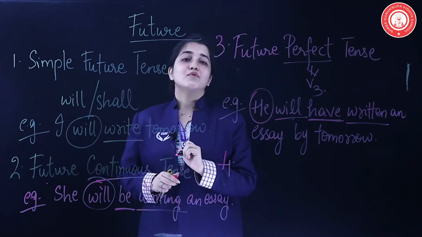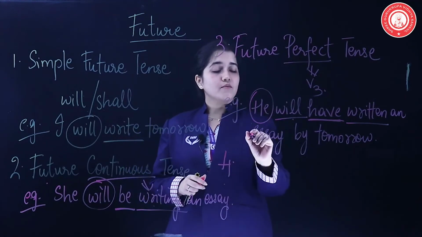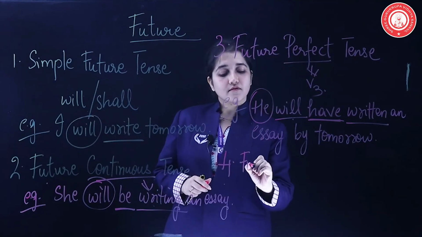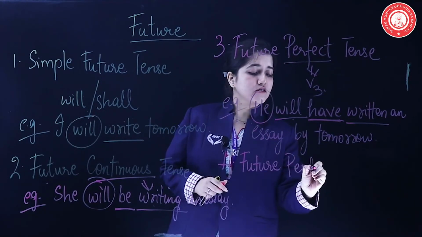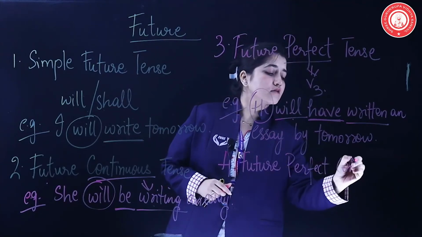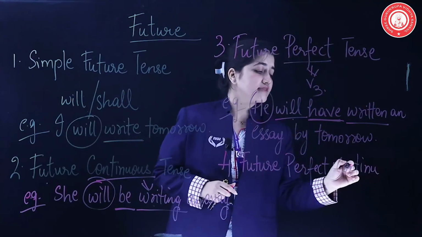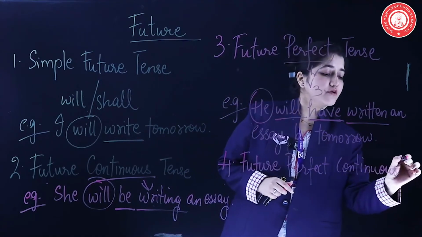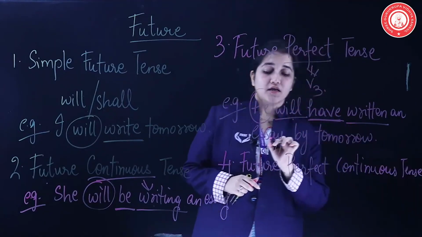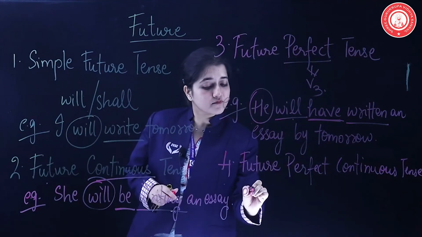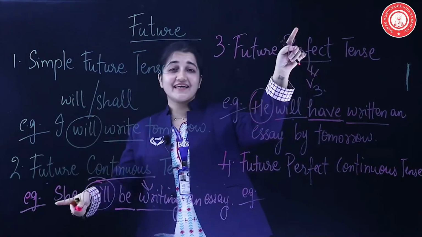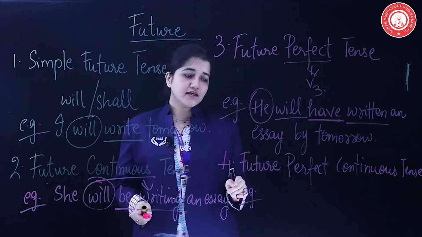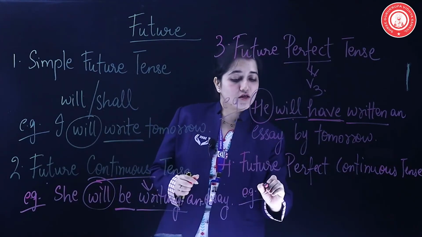The last type of tense in the future time frame is future perfect continuous tense, just like we had done in the present time frame and the past time frame. Now here the sentence will be slightly longer because you have to combine the second and third form of the verb, plus you have to write been.